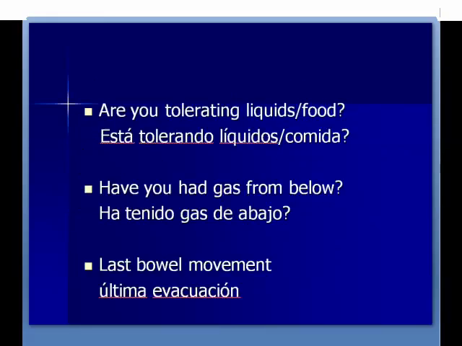Are you tolerating liquids? ¿Está tolerando líquidos? Are you tolerating food? ¿Está tolerando comida? Have you had gas from below? ¿Ha tenido gas de abajo? Last bowel movement. Última evacuación.